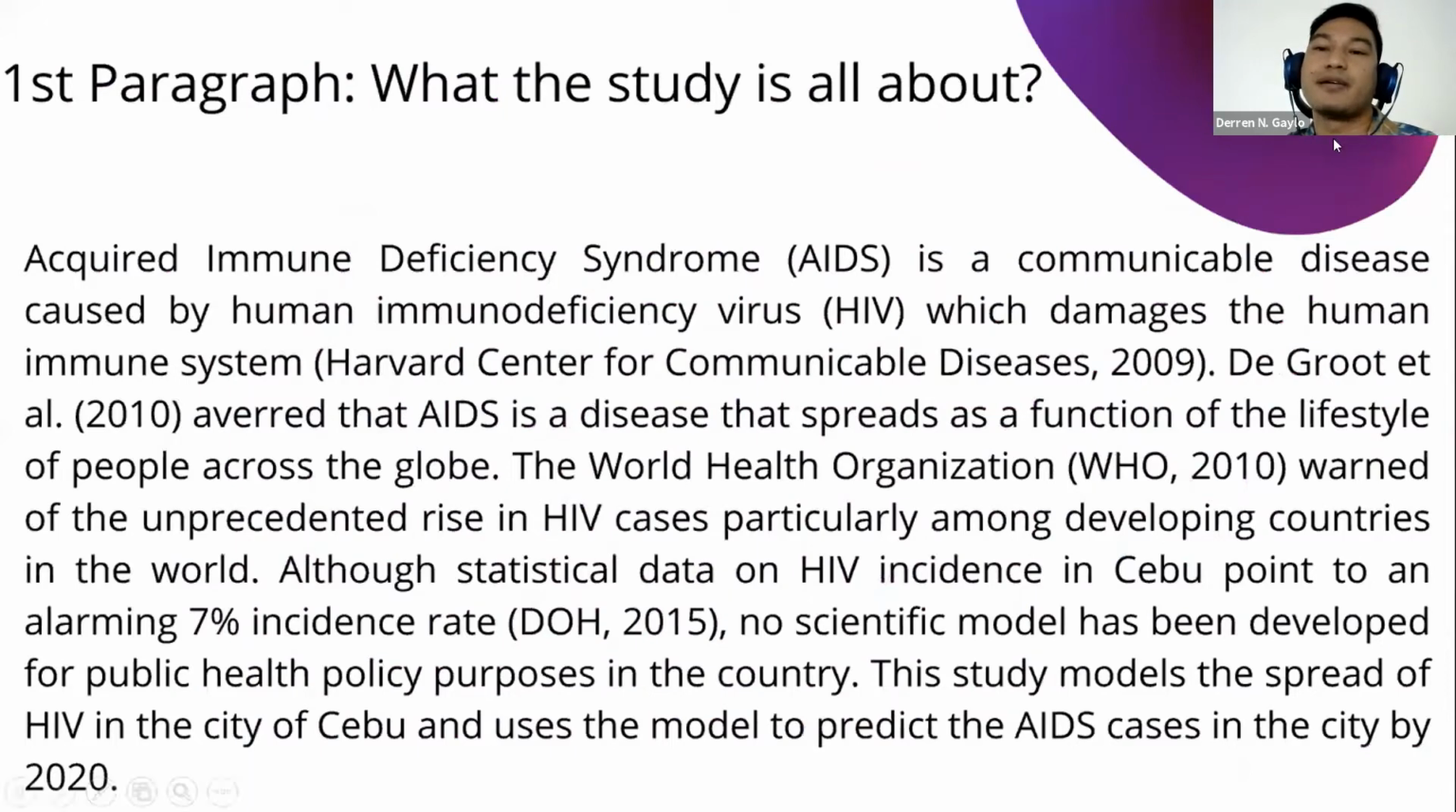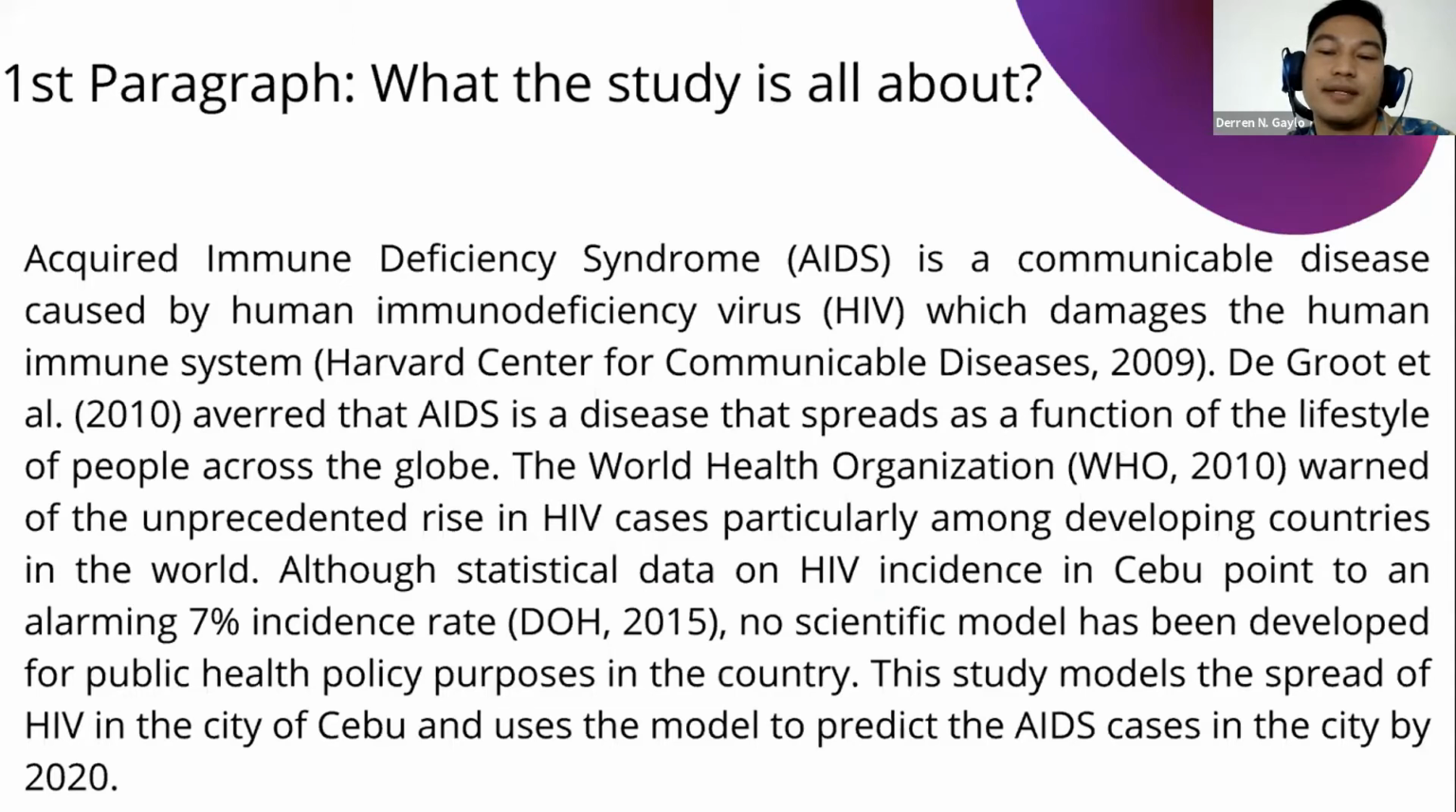So here's the first paragraph. Acquired immune deficiency syndrome is a communicable disease caused by human immunodeficiency virus, which damages the human immune system. De Groot et al. averred that AIDS is a disease that spreads as a function of the lifestyle of people across the globe. The World Health Organization warned of the unprecedented rise in the HIV cases, particularly among developing countries in the world. Although statistical data on HIV incidence in Cebu point to an alarming 7% incidence rate, no scientific model has been developed for public health policy purposes in the country.